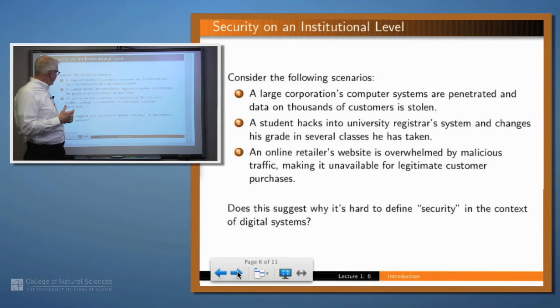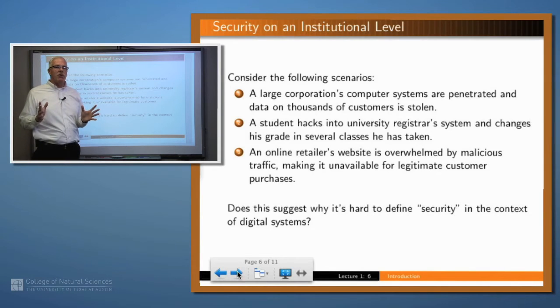And then finally, this last one, an online retailer's website is overwhelmed with traffic from a malicious attacker, making it impossible for you as a legitimate customer to access the website and perform transactions on it. Well, notice that that's not about confidentiality, and it's not about integrity. It's about what we call availability. Those three things, confidentiality, integrity, and availability, are often viewed as sort of the big three of computer security. Three of the things that we really want to protect.